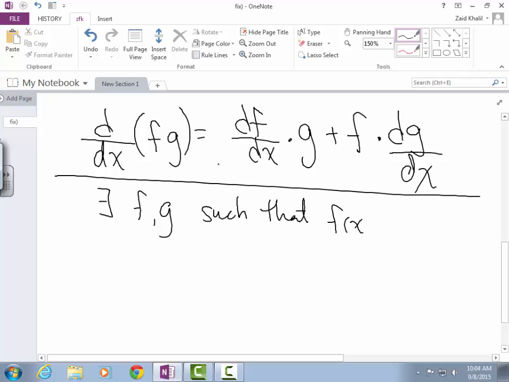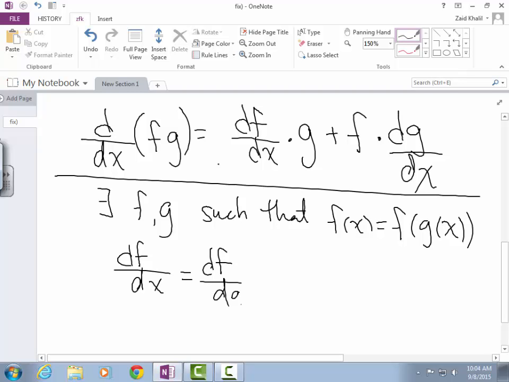f of x is equal to f of g of x. That is where you start off. And then what the chain rule basically says is that df/dx is equal to df/dg times dg/dx. And this proof is actually pretty nuanced. You need to actually prove another theorem called the Carathéodory theorem, something like that.